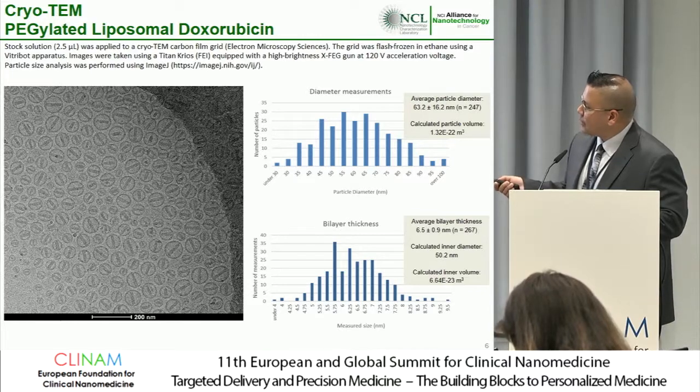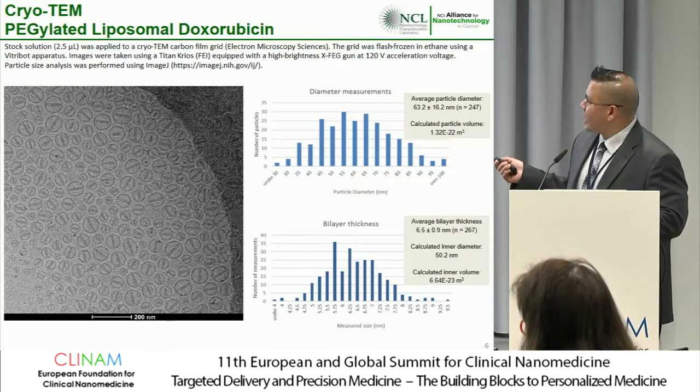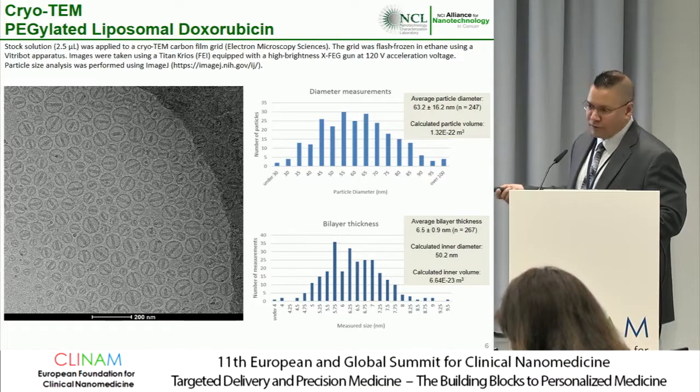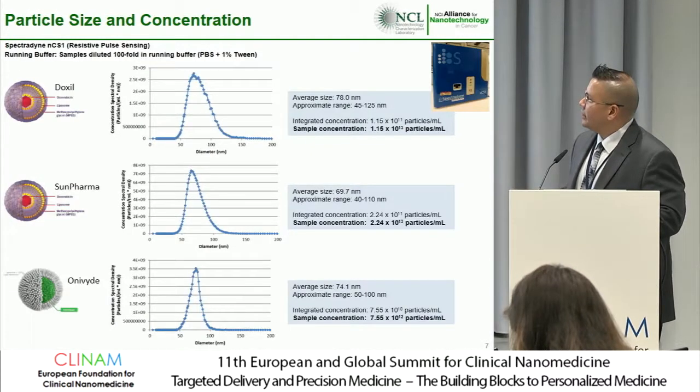Based off of this micrograph, we can actually measure diameter. From that, you can calculate the particle volume. You can also measure the bilayer thickness if you need to do this, calculate inner diameter, inner volume, things like this. This is pretty straightforward for liposomal work. We can also look at particle size and concentration.